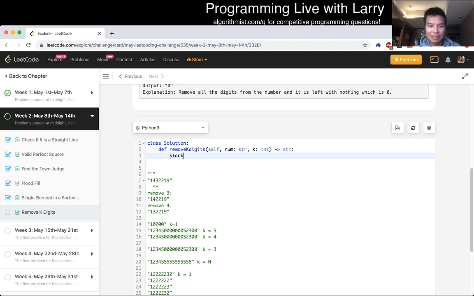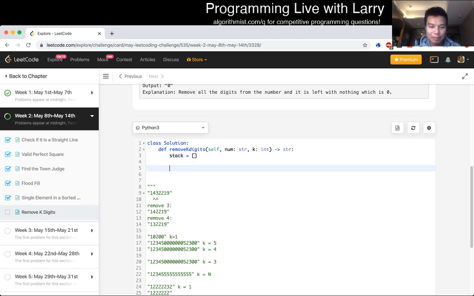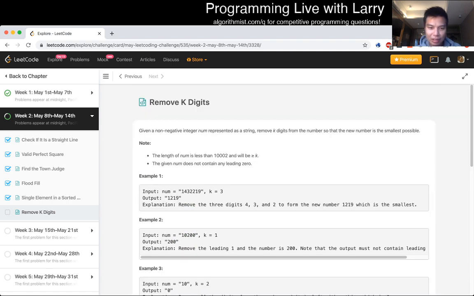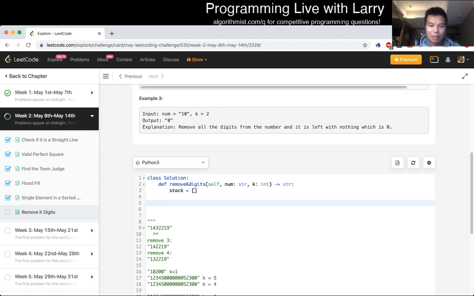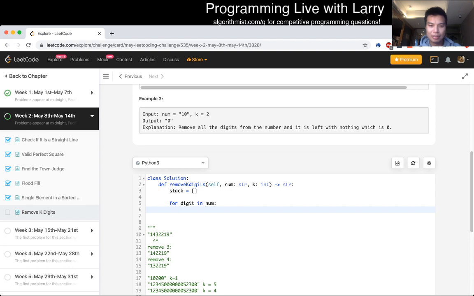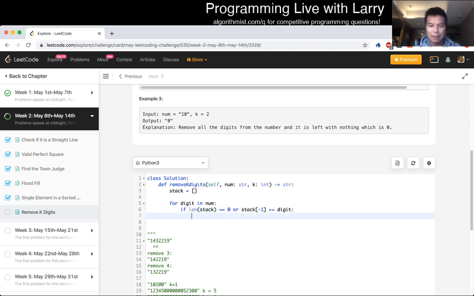So let's put a stack as we go through this. Are there any leading zeros? The given number does not have leading zeros. Okay, so we don't have to worry about that case. And then now let's just do for digit in num. If len of stack is equal to 0, or the item on top of the stack is bigger than or equal to digit, then we just push it onto the stack, right?